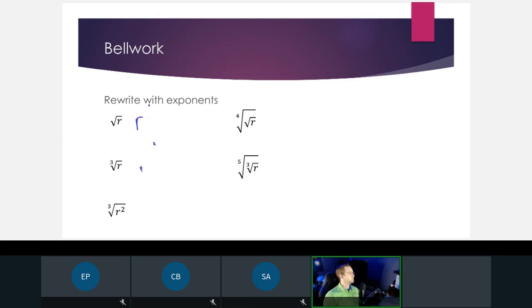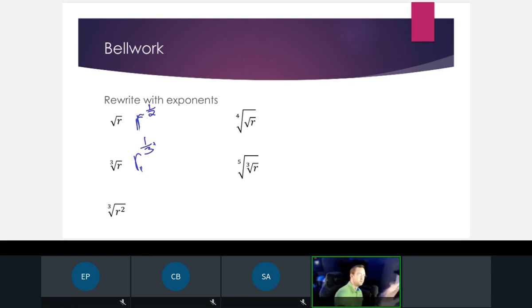All right, so bell work, this is just to go over old concepts, just to make sure you know how to convert between one versus the other. So the square root of r, you can rewrite as r to the 1/2 power. The cube root of r, you can write as r to the 1/3 power.